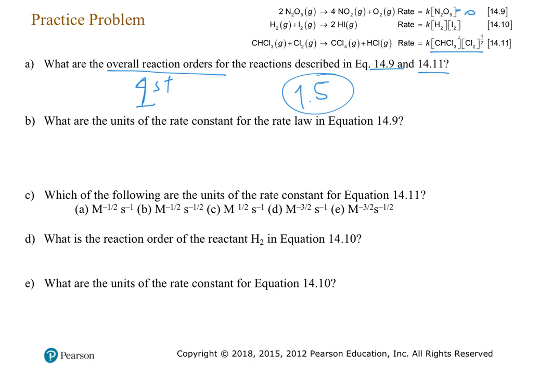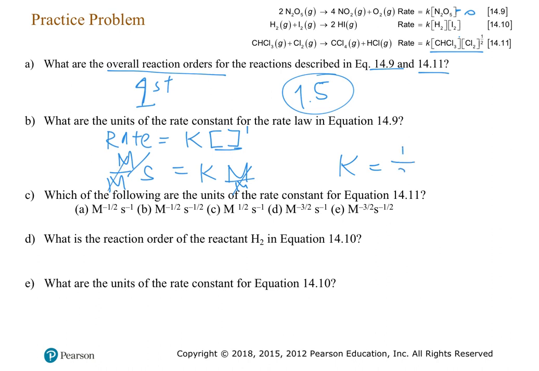The units for the rate law: basically what we have to do is, rate equals K times the concentration to the first power. So rate units are molar per second. We are going to solve for K, and concentration is just molar to the first. So we get K by itself, dividing by molar. So the units of K: the molar cancels out, we just get inverse seconds. We can do 1 over s or s to the negative 1.